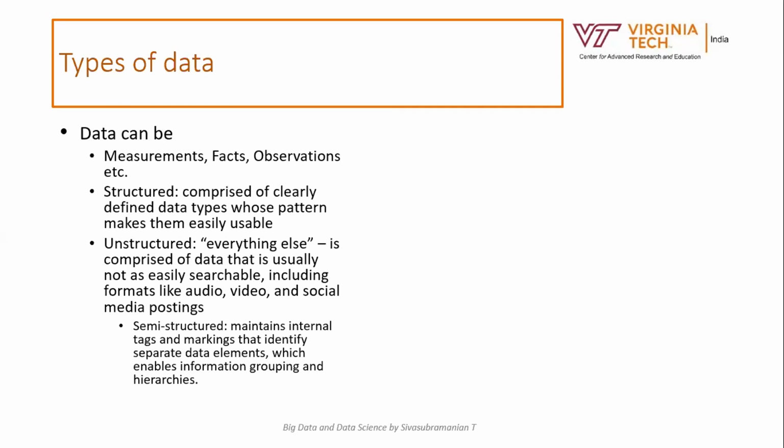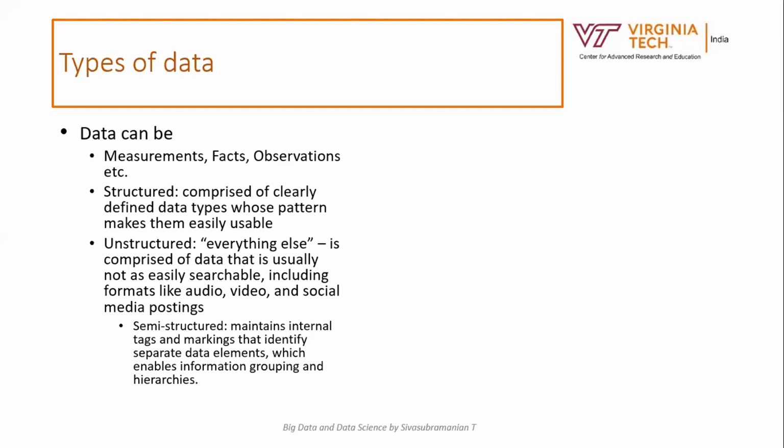And normally, in the digital world, we only have zeros and ones. We don't have anything in between. But of course, in the case of data types, we do have something called structured, unstructured, and something in between called semi-structured. Semi-structured data is something which maintains internal tags and markings that identify separate data elements, which enables information grouping and hierarchies. It's a big sentence, but when I give you an example, you will understand what each of these words means.